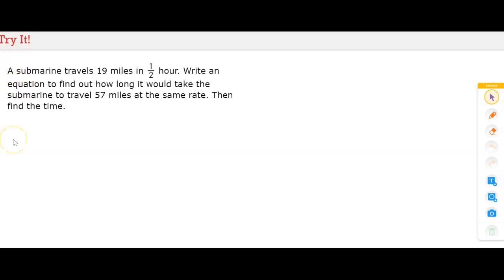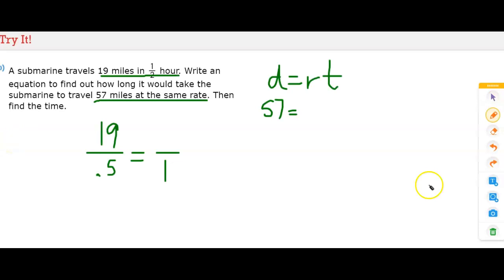A submarine travels 19 and 1/2 miles in half an hour. So we have to multiply this by 2 so that I can equal 1 hour. I'm going to do the same to the top, and that gives me 38. So now my rate is solved for 1 hour instead of half an hour. So it's 38 miles in 1 hour. So I'm going to put 38 right here.